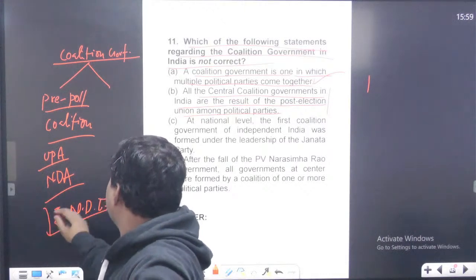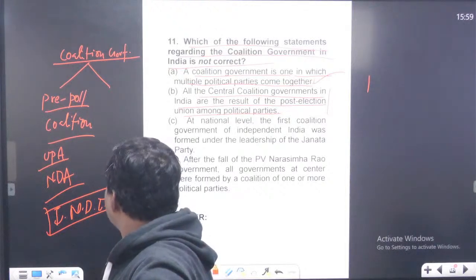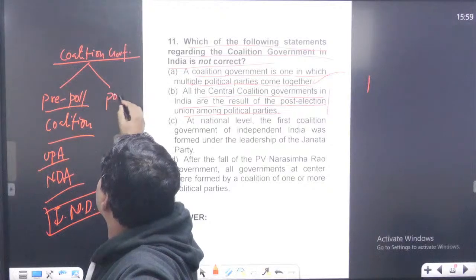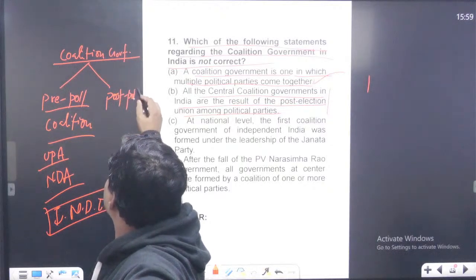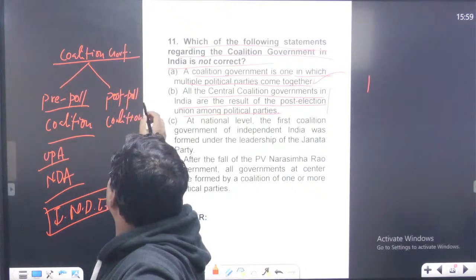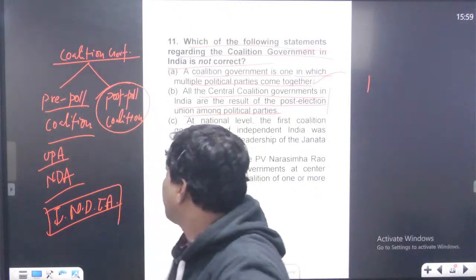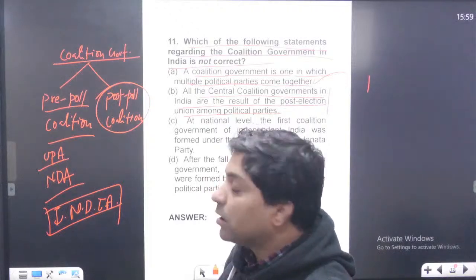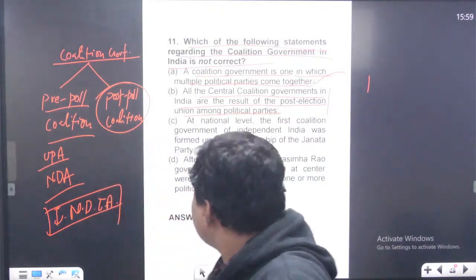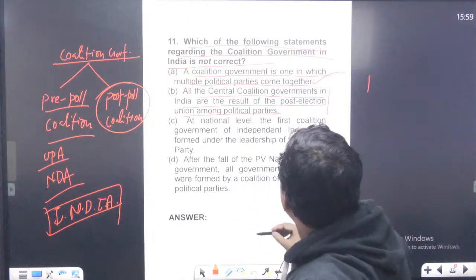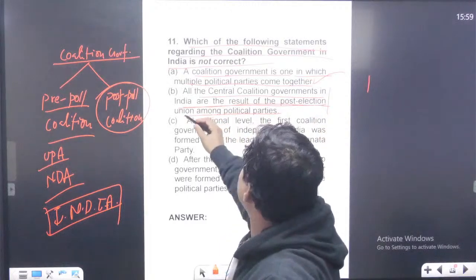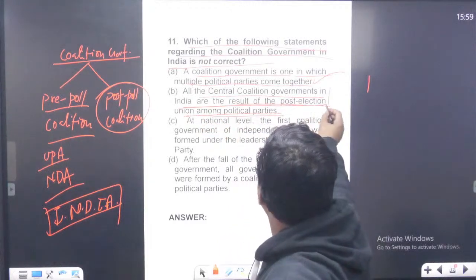You have the India Alliance. This is before the election. Now what is a post-poll coalition? A coalition which is formed after the election. If you look at all central coalition governments in India, they are the result of post-election alliances among the parties.